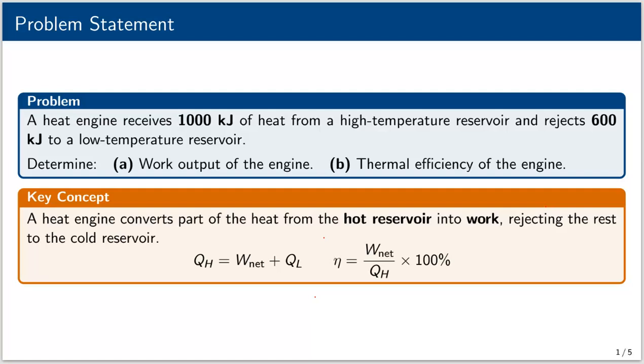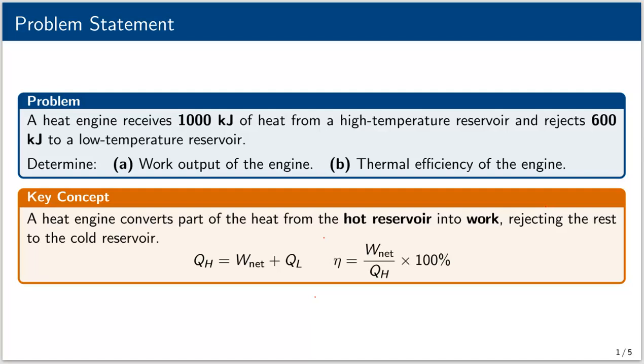Read the problem carefully. A heat engine receives 1000 kJ of heat from a high temperature reservoir and rejects 600 kJ to a low temperature reservoir. We need to find part A, the work output of the engine, and part B, the thermal efficiency of the engine.